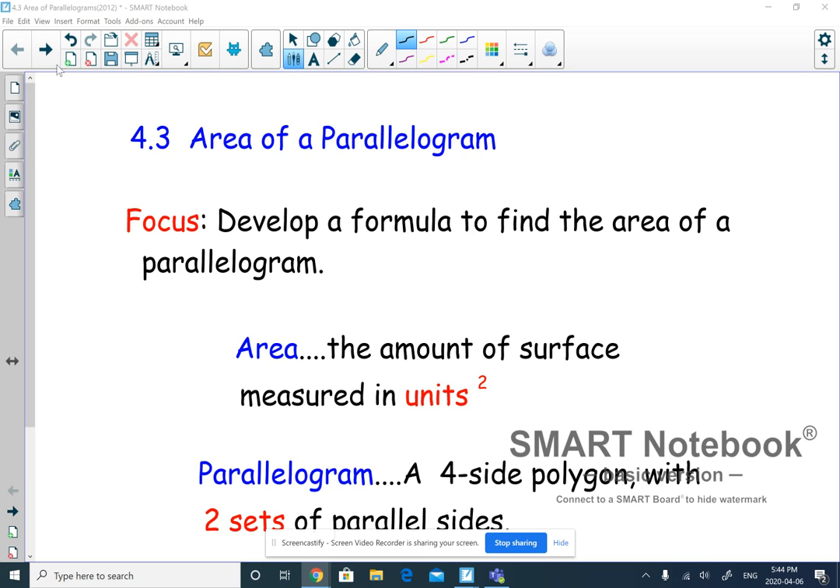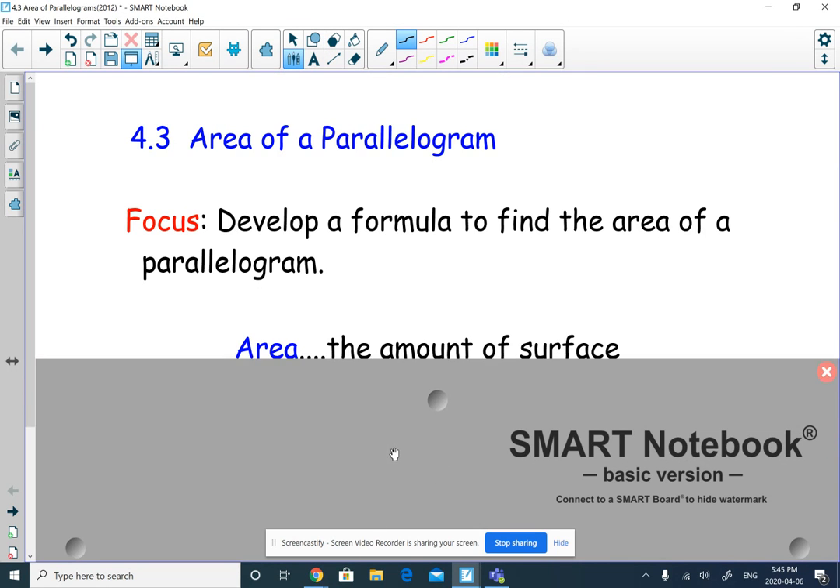Hey guys, so this is 4.3, going through the area of a parallelogram. By the end of this, you should be able to develop a formula to find the area of a parallelogram. So at first, we need to understand what area is, what a parallelogram is, okay?